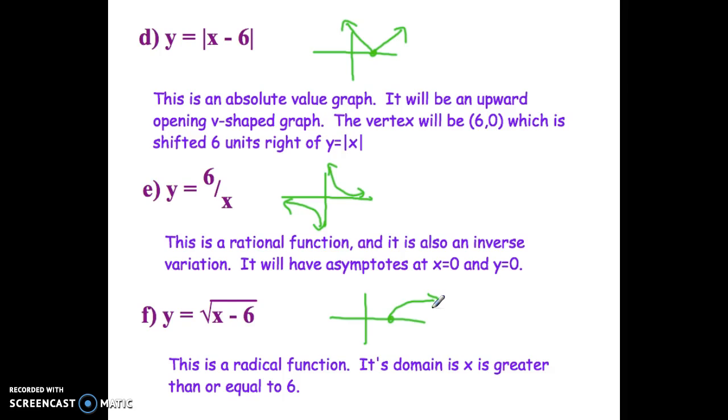Okay, so I want you to be able to graph absolute value functions, radical functions, rational functions, parabolas. We're doing linear graphs. All these types of graphs, you can do all of them with a table of values, but think about making it easier for yourself. Okay, and I'll see you in class.